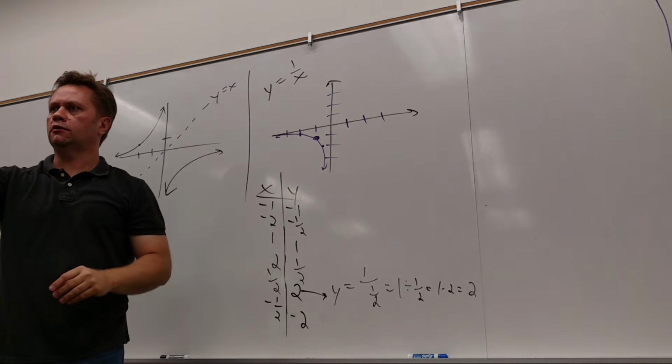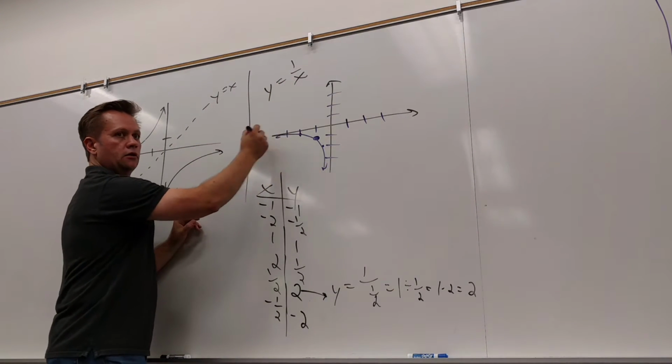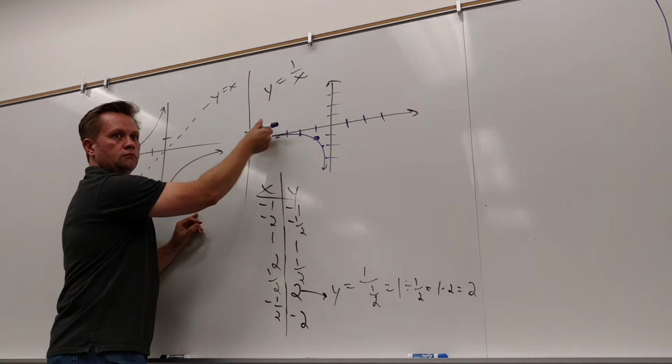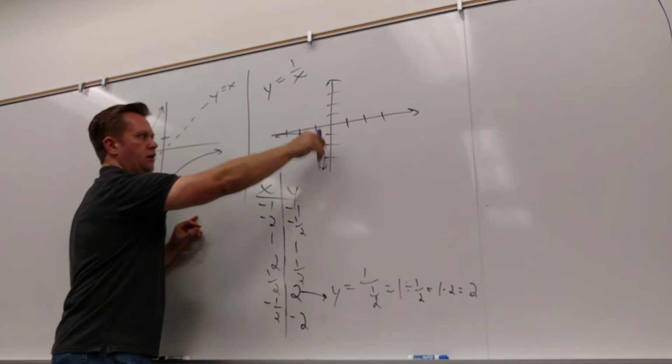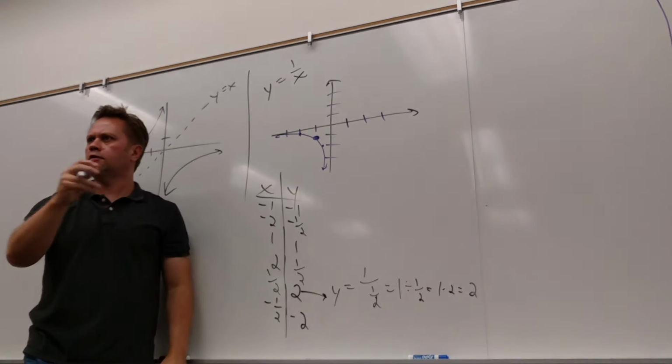If the top is 0. But what's the top here always? So it can never be 0. So that's why there's an asymptote here. Why is there an asymptote here? Because x can't be 0. Right? Do you guys get the idea?